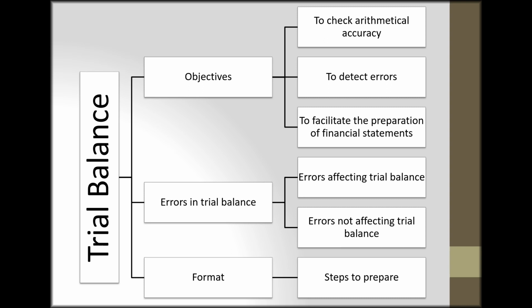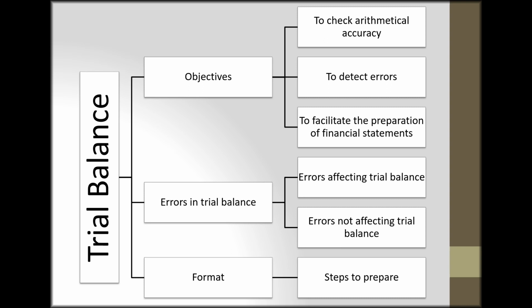The last objective is to facilitate or help the preparation of the financial statements, because in the trial balance, we list down all the accounts that we have recorded earlier. So from there we can see which accounts are to be disclosed in the statement of financial position, and which accounts are to be disclosed in the statement of profit or loss.